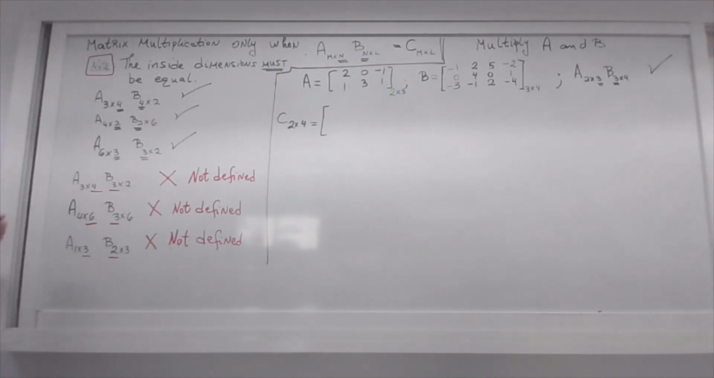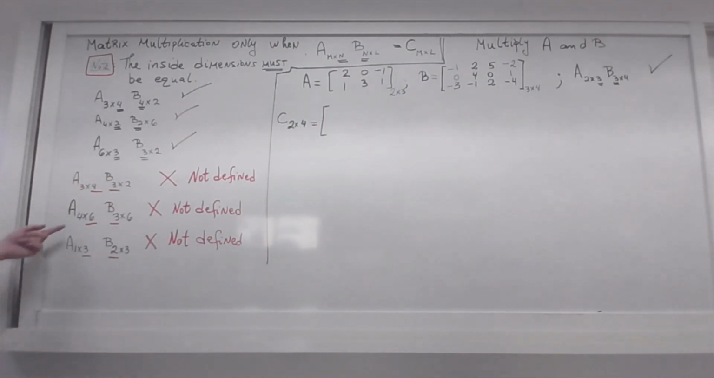Some examples where we cannot do the multiplication of matrices. For instance, a matrix 3 by 4, I cannot multiply it by a matrix 3 by 2. Why? It's because the inside dimensions are not equal. 4 is not equal to 3. So this product is not defined. I will not be able to do that. So whenever the inside dimensions are not equal, the product is not defined.